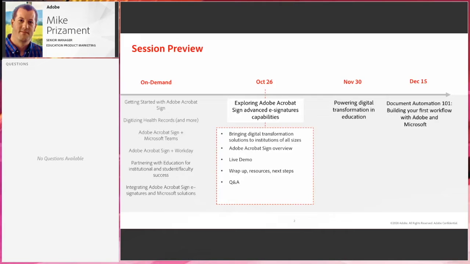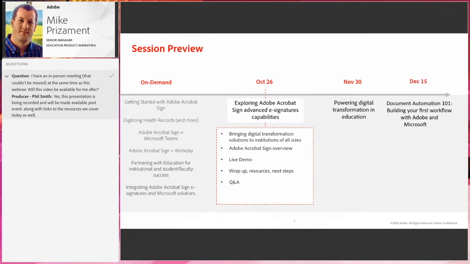So covering advanced features, we have a lot of on-demand webinar topics that we've recorded that are available through our website. So definitely check those out to look at any of those topics. And a brief roadmap in terms of what's coming next month. We're going to be covering some of the key initiatives in digital transformation for education. I will actually be covering some of those a little bit today, but we'll have more of a deep dive in terms of how broadly you can go with digital transformation in education next month. And then wrapping up the year, covering a more advanced topic around document automation. So definitely an interesting one as well.